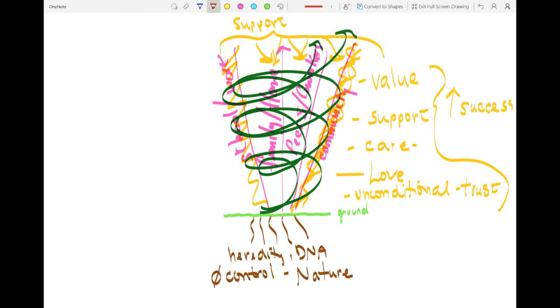And here's what we want them to gain as they are going up. The first one we want them to gain is responsibility.